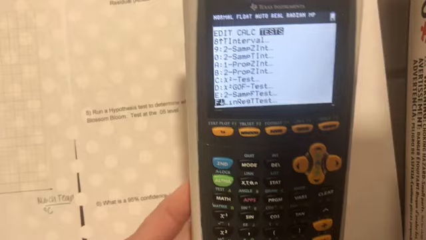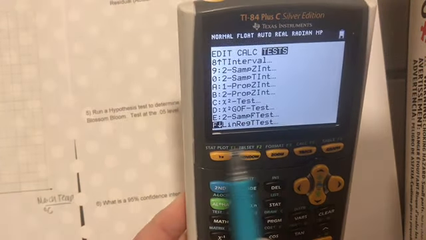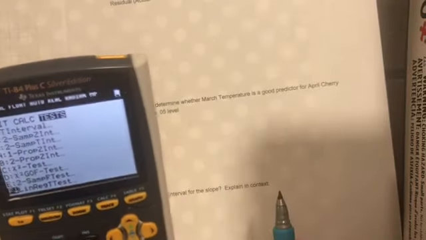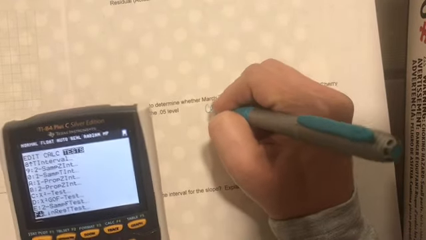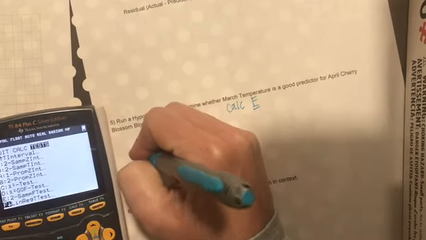Yeah, it's all the way down, letter F, linear regression t-test. Linear regression t-test, that's what we're doing right now, a linear regression. So on your calculator, this is letter F. Okay, so let's talk about our null and our alternative hypothesis.